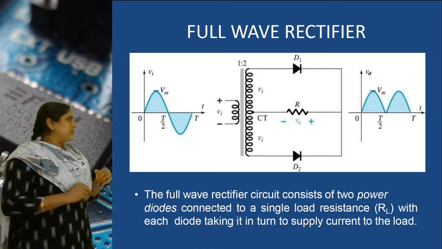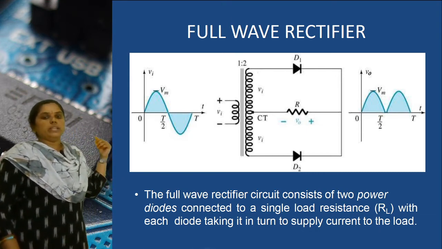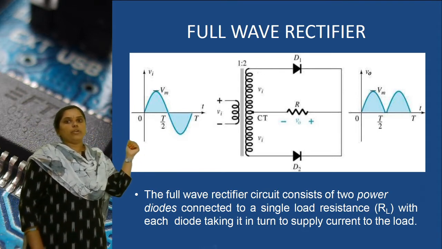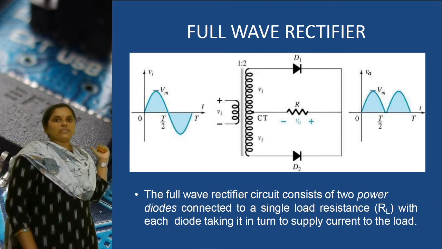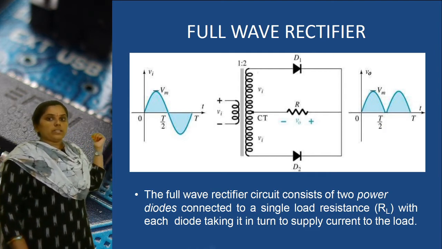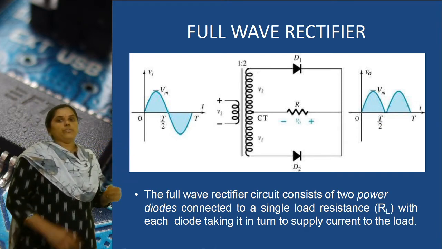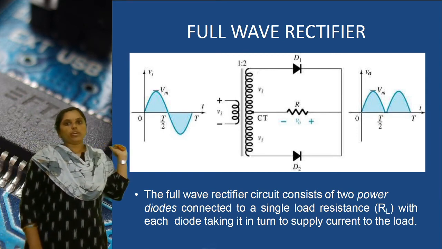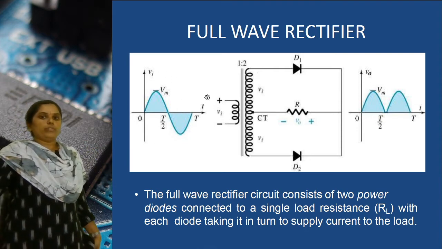In the full wave rectifier, the main important components are the transformer, two diodes, and a load resistor. The transformer type here is a center tapped transformer. In the half wave rectifier we use a step down transformer, while in the full wave rectifier we use a center tapped transformer. As we already know, the input of the transformer is the AC signal.